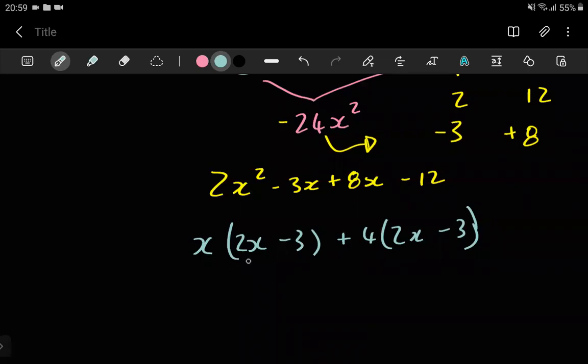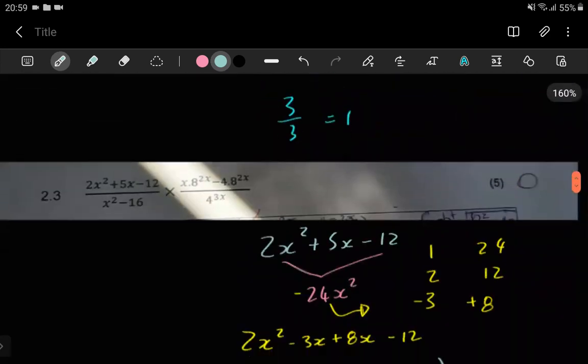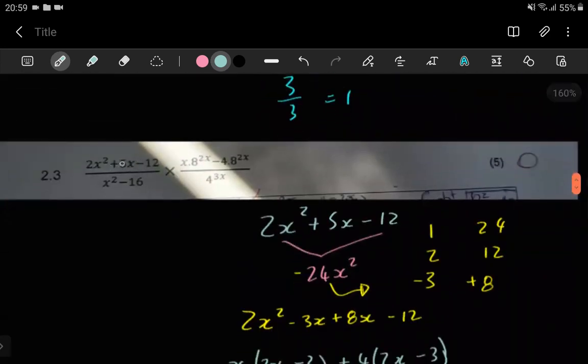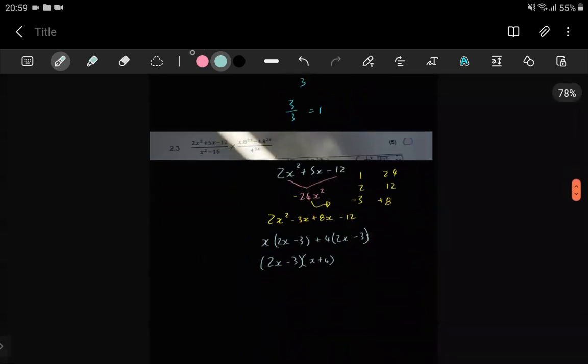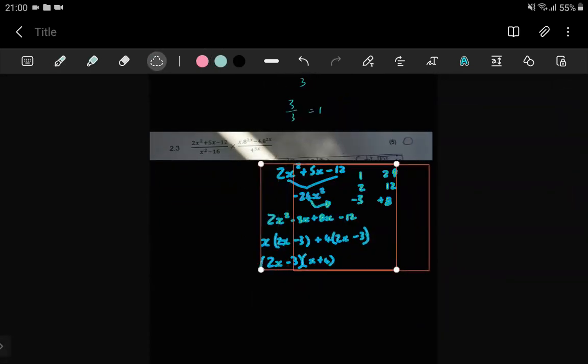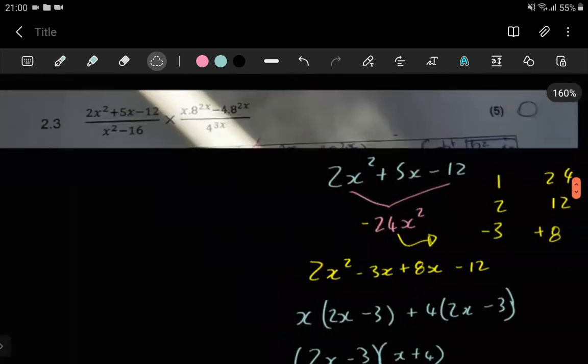So this and this, these are two brackets that look alike, so that can come out as a common factor. And then we have x plus 4. Yeah. So we already know that's what's going to replace this here. So let me move this to the side a bit. This is to show that this is something you can also do on your answer sheet. You can do your workings on the left and then carry on with your sum.